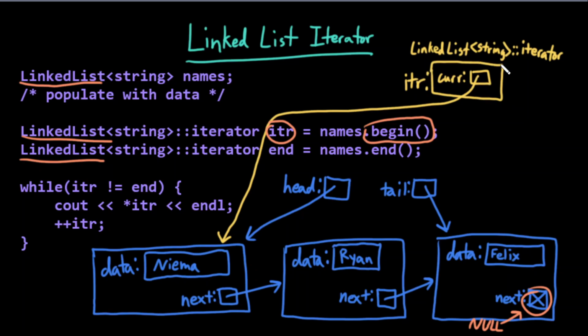So my iterator has a current pointer, a node pointer, that points to the head node, the first node in my list. Then I get an end iterator using the end method. This end method will return an iterator pointing to just after my last element. So let's see what it'll look like. I'm going to call it end. It's also an iterator, so it also has a cur pointer, a node pointer, but pointing past the last element.